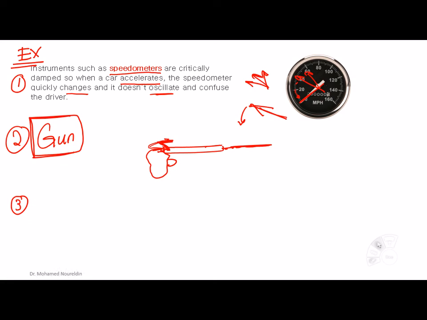Another thing is the scale measure. You can find this scale measuring in any place, which is the scale measuring the dead weight. So it is considered to be another example for critical damping. These are the most common 3 critical damping examples.